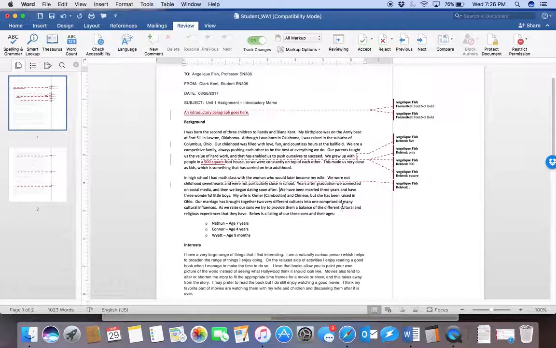Okay, we have been married 3 years and have 3 wonderful little boys. My wife is Khmer. I'm probably botching that. Cambodian and Chinese. Oh, okay, cool. But she has been raised in Ohio. Our marriage has brought together 2 very different cultures into one comprised of many cultural influences.